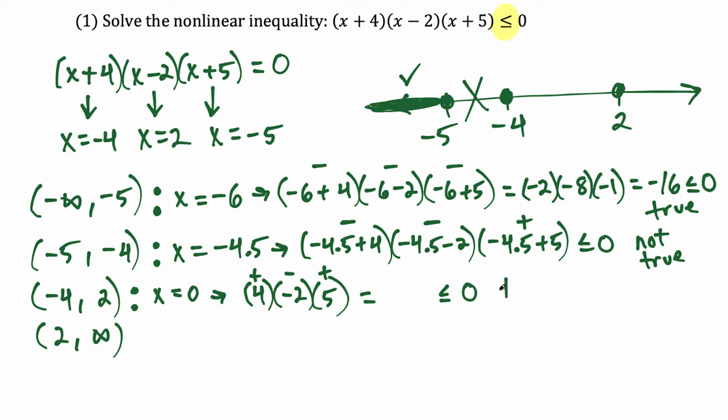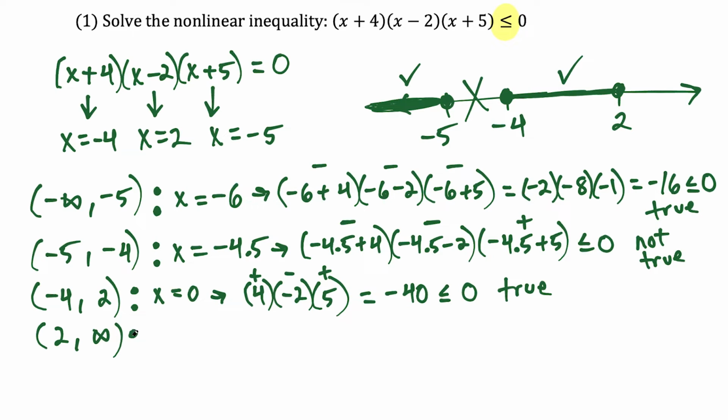So I know this one here is going to be true, but if you actually want to work the product out, you can. We'd have 4 times negative 2 is negative 8, and negative 8 times 5 is going to give us negative 40. So this one here is true, which means that the numbers from negative 4 to positive 2 are also part of our solution set.